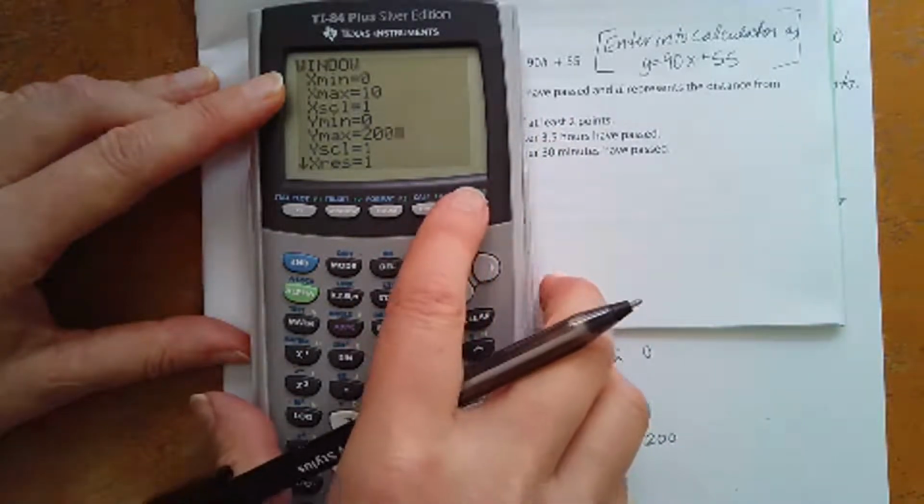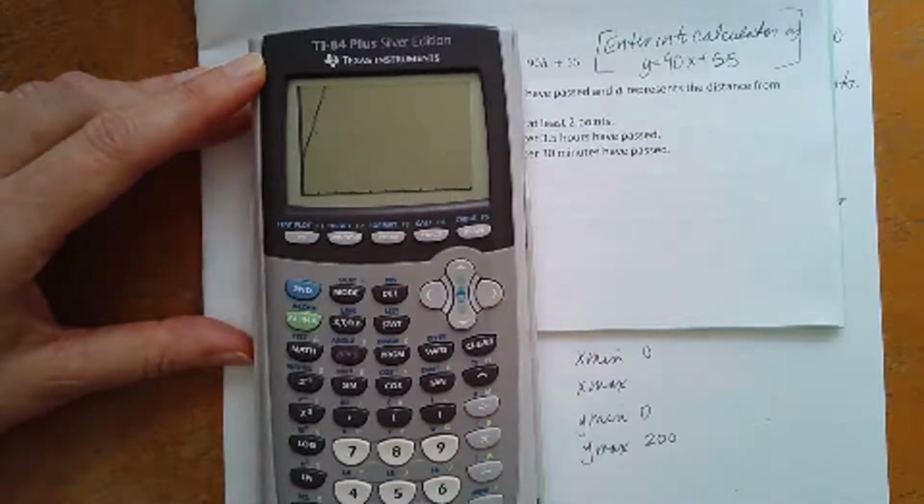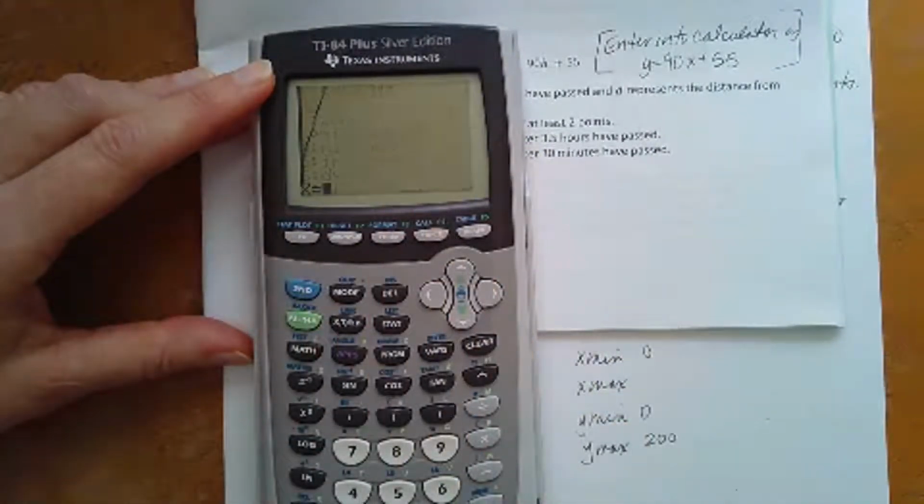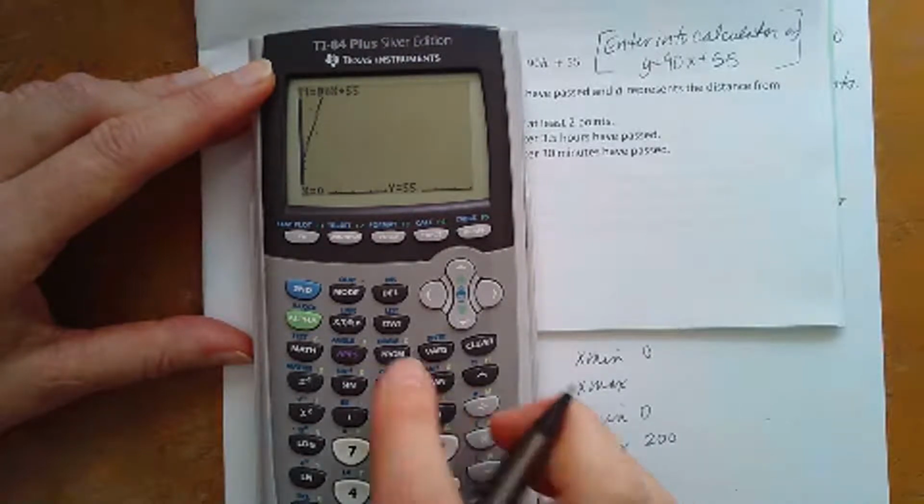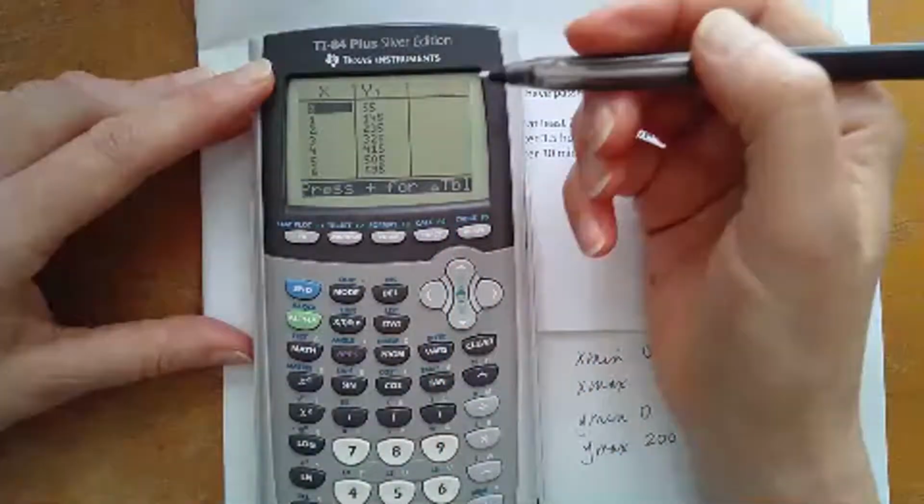All right, let's see what we get here. Well, that's not bad, right? I suppose. Okay, so let's just check this y-intercept. Second trace value, sure enough, it's 55. And I'm going to get another point on this graph. Remember, just go to the table.